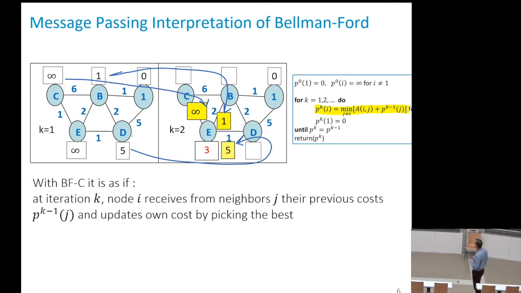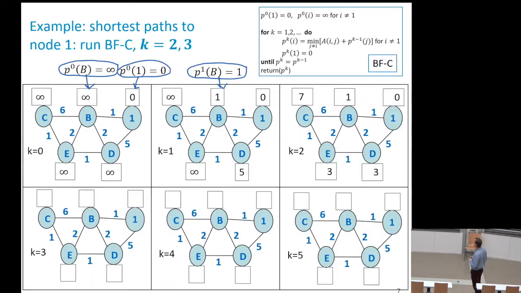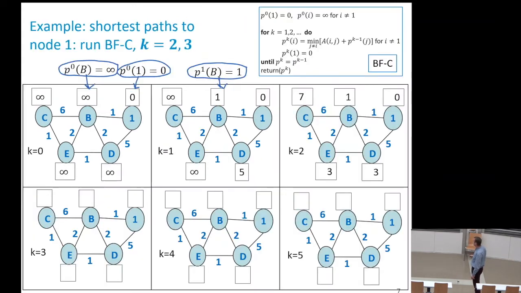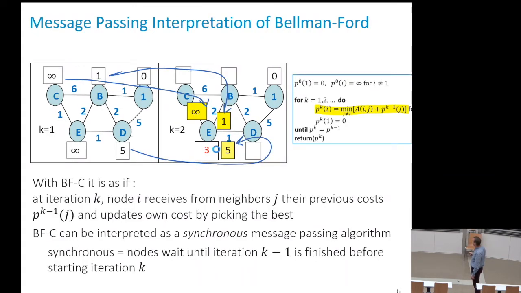And that gives 3 here. And the synchronous, we can interpret centralized Bellman-Ford as being a synchronous message passing method. Synchronous means in one round k, we ask exactly all the neighbors what were the results in round k minus 1. That's a synchronous way of organizing a distributed system.